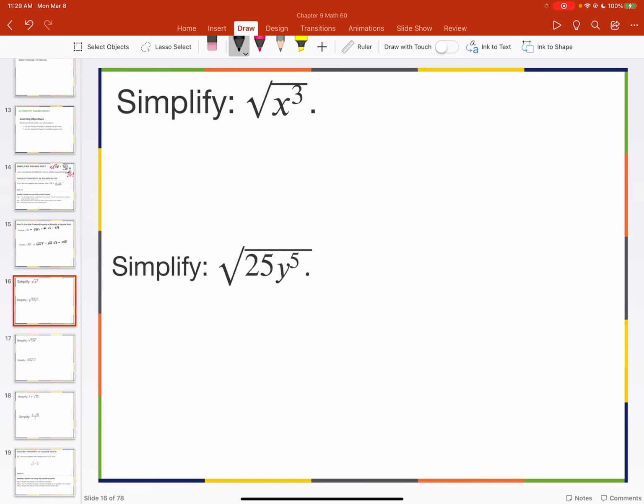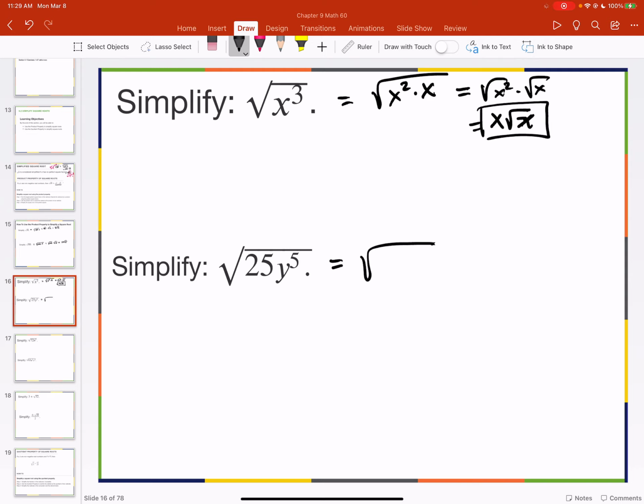All right, how about if you have something like square root of x cubed? Now remember, the square root function eliminates things in pairs, so it's a lot easier. You can rewrite this as the product of the nearest even power and what's left over. So square root of x cubed is the same as square root of x squared times x. And square root of x squared is just x, so it's x square root of x, and that's it.